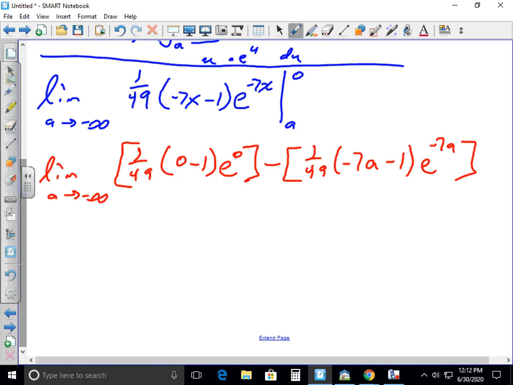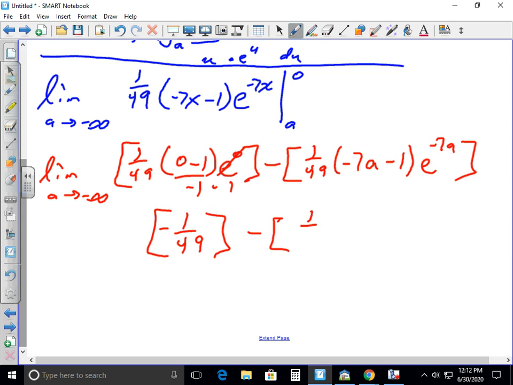So the first term is not so bad. That's 1, that's negative 1, so we have 1 times negative 1 times 1 over 49, so that's negative 1 over 49. The second one, there's several different things we could do there.